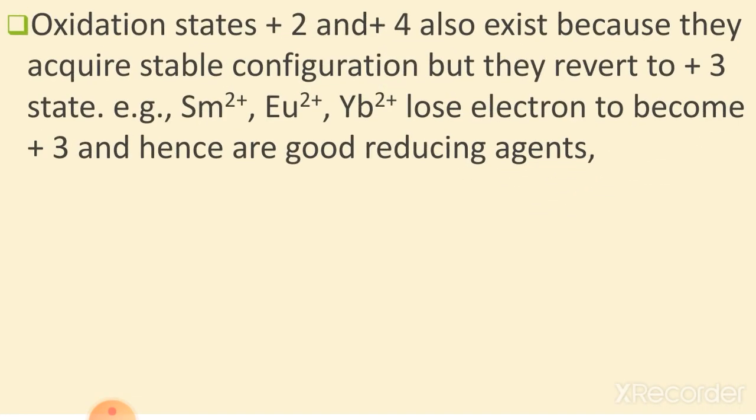So the oxidation states of +4 and +2 also exist because they acquire a stable configuration, but they revert to the +3 state. For example, samarium, that is Sm, having the oxidation number 2+, and ytterbium having the oxidation number 2+, lose an electron to become +3 and hence act as good reducing agents.